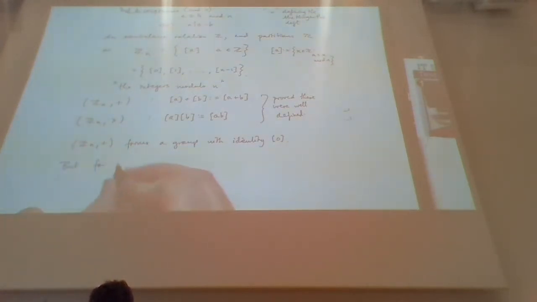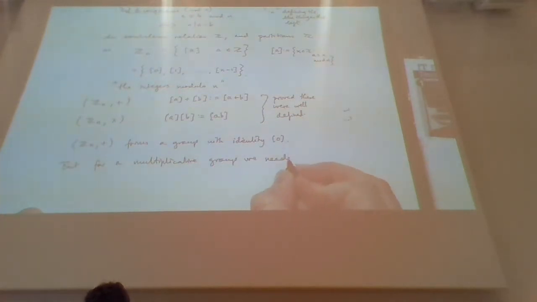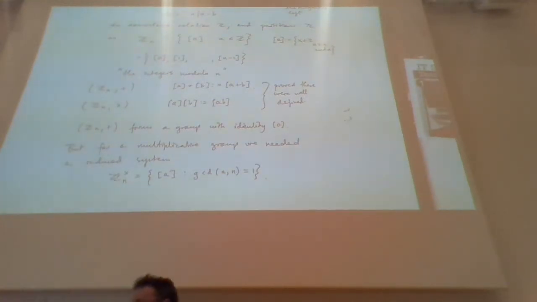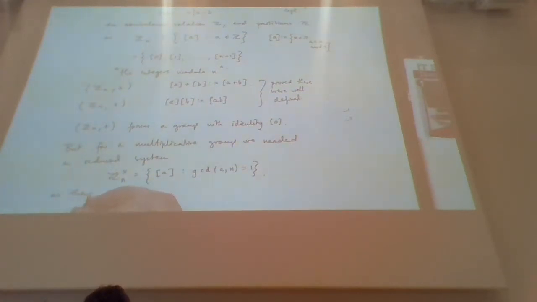But for a multiplicative group, we needed a reduced system. If we want to form a group with the operation being multiplication, we can't take all the congruence classes. We can only take those congruence classes where the GCD of a with n is equal to 1. So it's only the congruence classes of those numbers that are coprime to the modulus. We needed a reduced system, as these are the only congruence classes having multiplicative inverses.